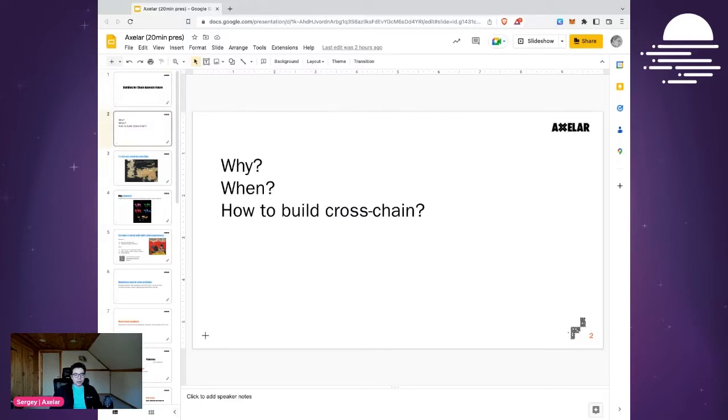So today I'll talk a little bit about why cross-chain or chain agnostic is important. I'll talk about when it is actually important for your application, and then I'll talk a little bit about how to build cross-chain applications.